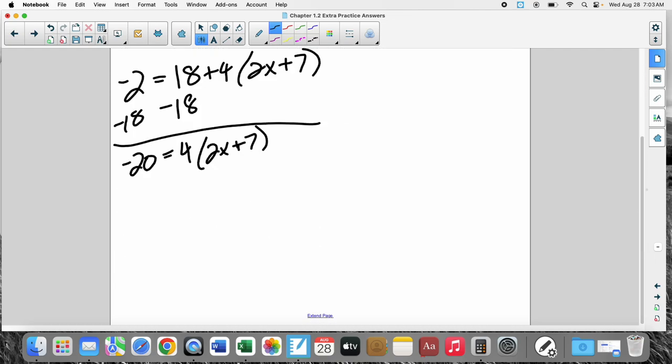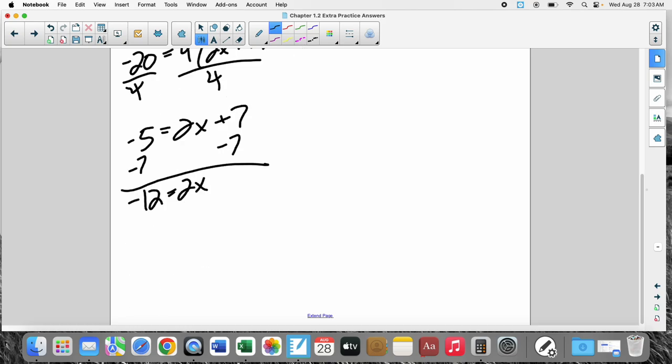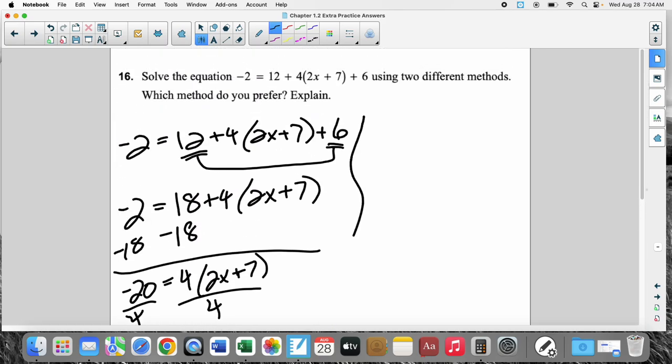We can divide by 4. That gives me -5 equals 2x plus 7. We can subtract 7. We get -12 equals 2x. Divide by 2, and we get -6 equals x. That's going to be how a high school student does that problem. Let's see how an 8th grader might choose to do this problem.